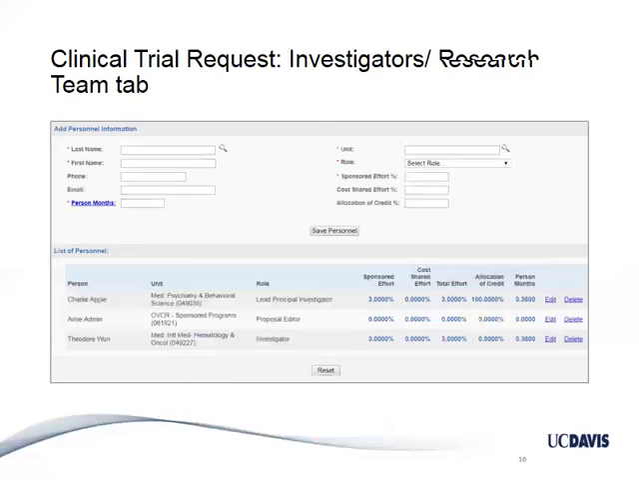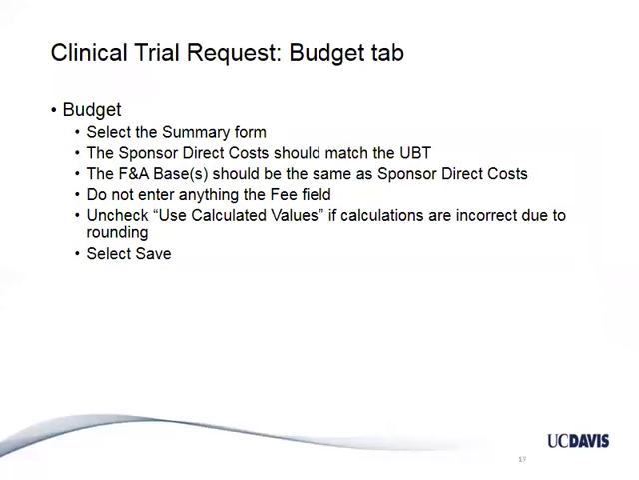All right, next we're going to look at the budget, and we're going to keep it really simple. Select the summary form and enter your sponsor direct cost. It should match your UBT in real life. The F&A base should also be the same as the sponsor direct cost, because everything in your clinical trial is subject to indirect cost.